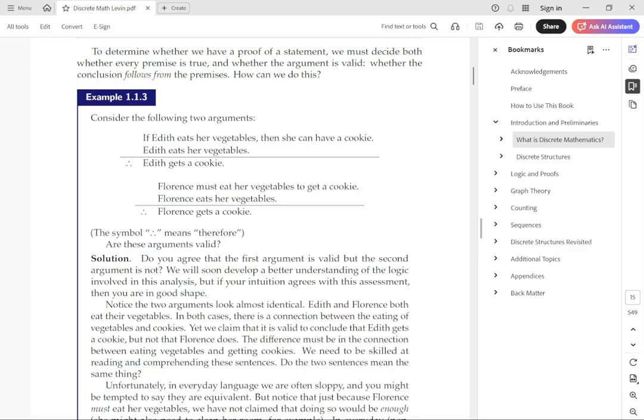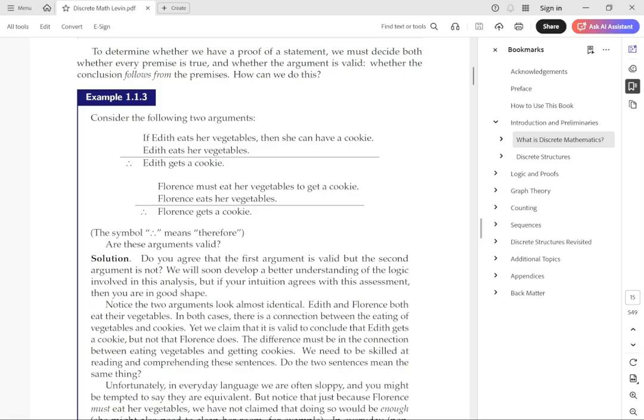Now, the problem here: the first one is a valid argument, because it tells us the conditions for Edith to get a cookie. She must eat her vegetables, and then that happens. Here, that second one is kind of sloppy in terms of argument-based reasoning, because she must eat her vegetables to get a cookie, but it doesn't tell me if that is sufficient information. Notice the subtlety. The first one, when we talk about Edith, does: if Edith does this, then this happens. That is missing in that second part.